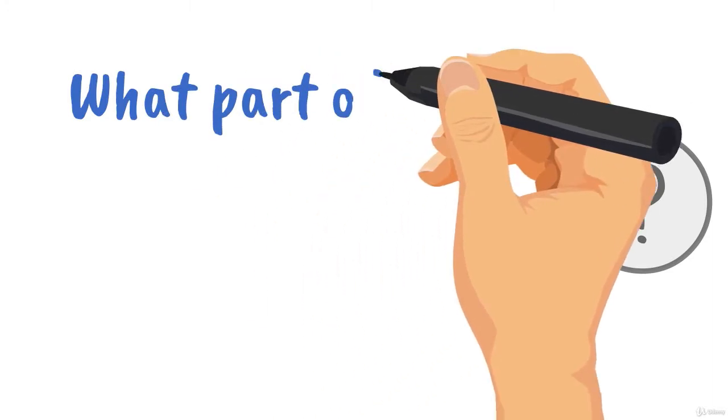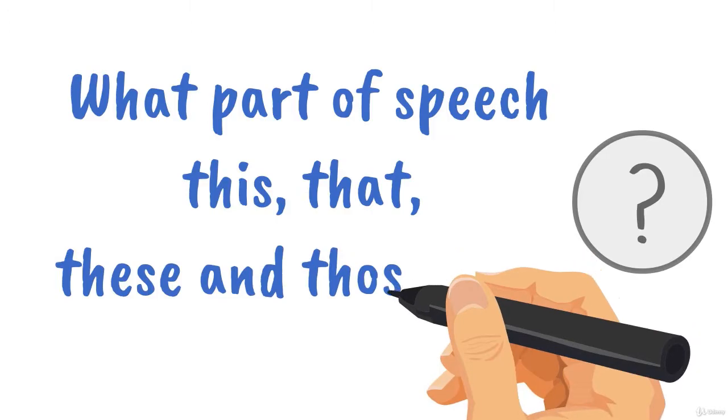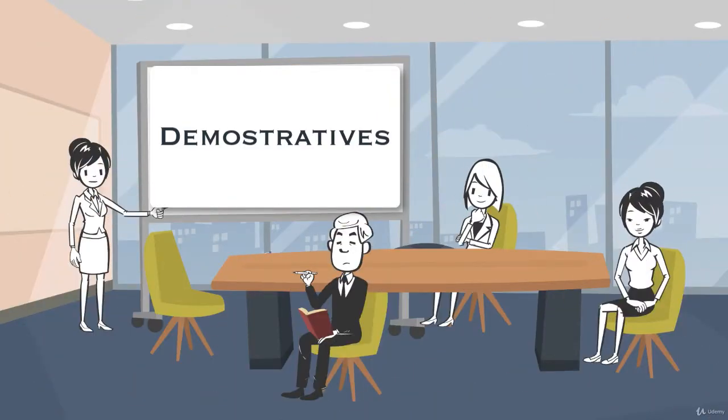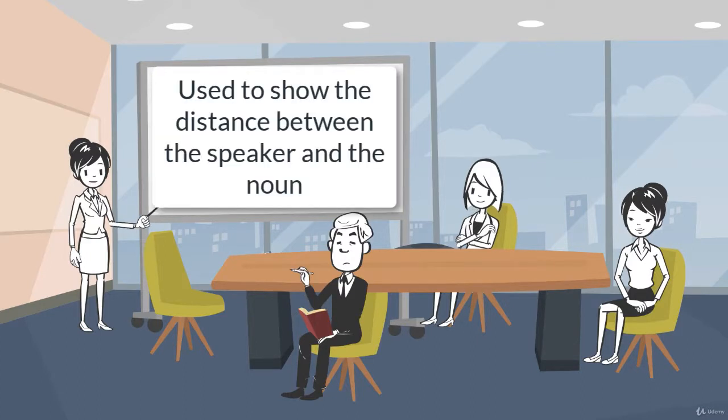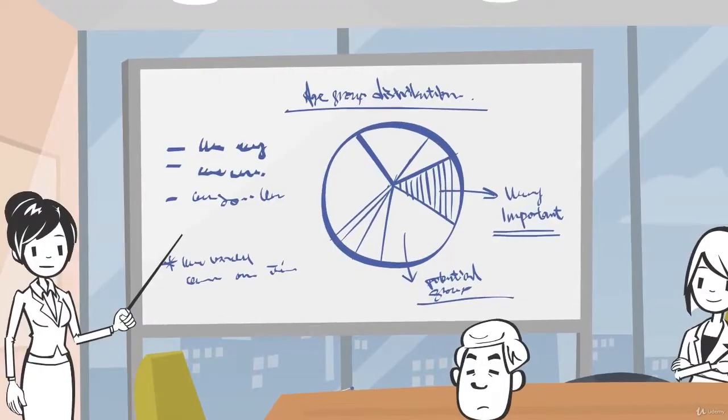First, we will begin with looking at what part of speech this, that, these, and those are. In English, these words are called demonstratives and are used to show the distance between the speaker and the noun. We use them to show how far or near something or someone is from us.